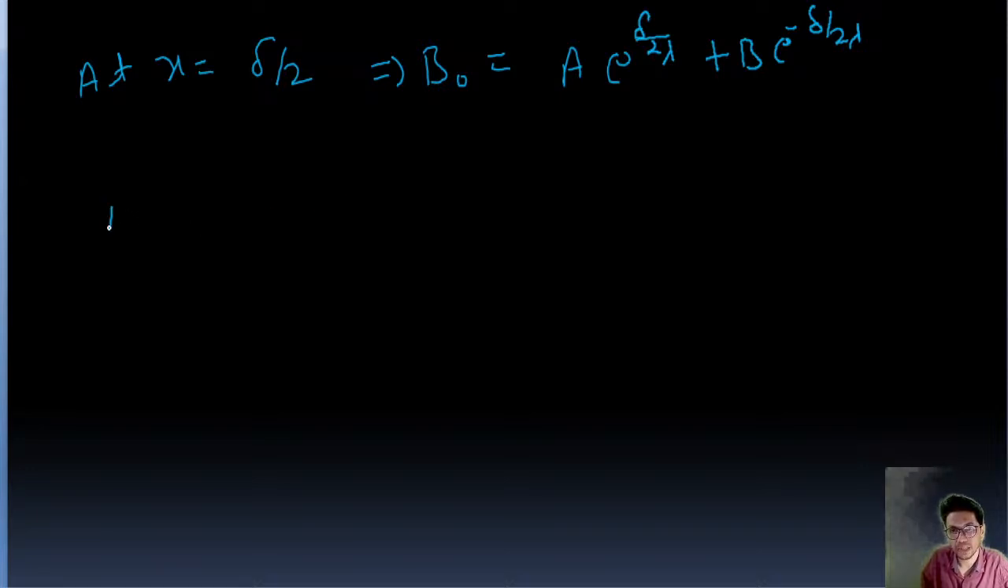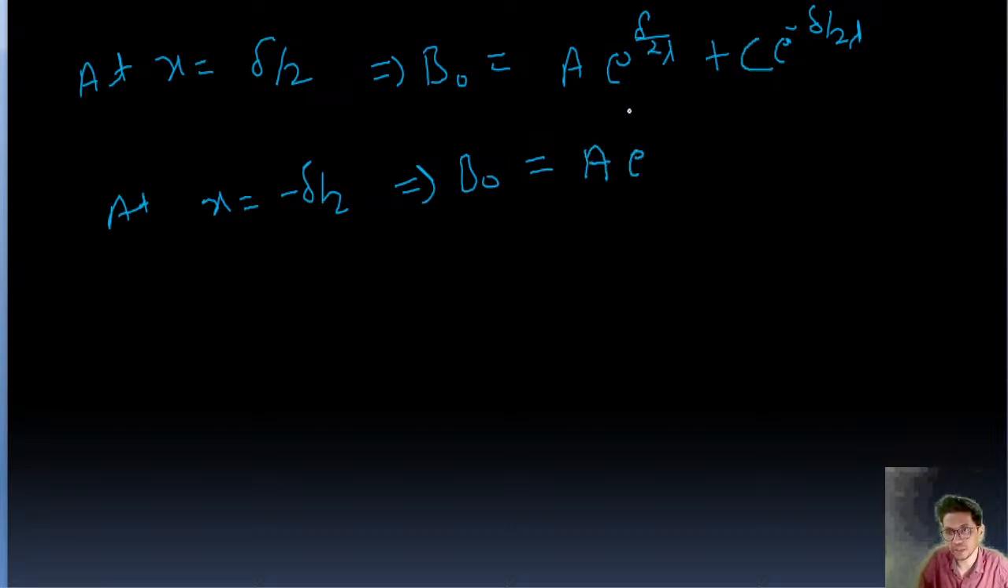Okay. Similarly, at x equal to minus delta by 2 implies B naught is going to be, this is a constant, right? There is B as well, magnetic field, so C I'm writing. Okay, so A e to the power minus delta upon 2 lambda plus C e to the power minus delta upon 2 lambda.